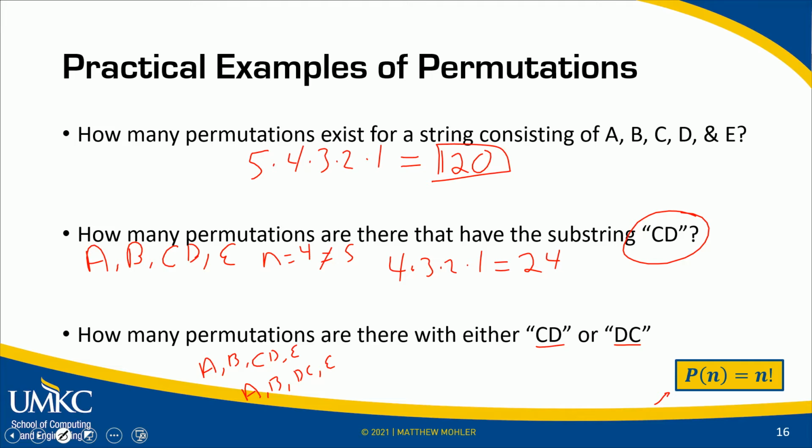So because there's 2 different ways, it's just 2 different stages. The first stage is select CD or DC. And then the second stage is find the number of permutations. So this would be equal to the number 2, the number of options in our first stage, multiplied by the number of permutations for a set with 4 elements, which is just 4 factorial. So in this case, we find that that number is equal to 48.